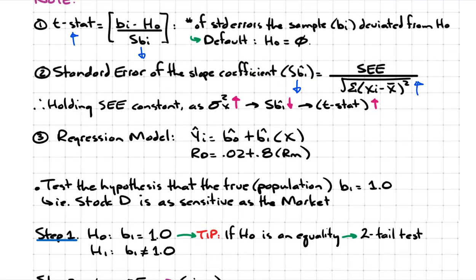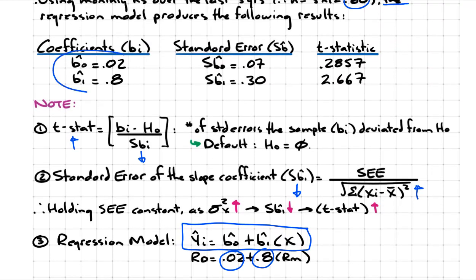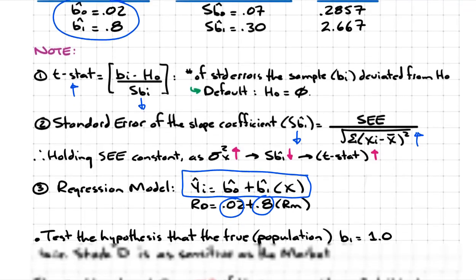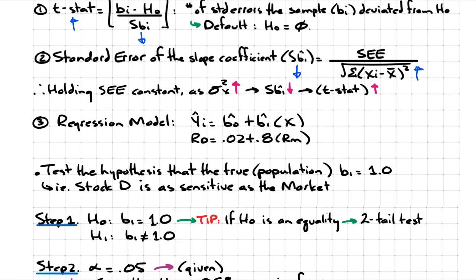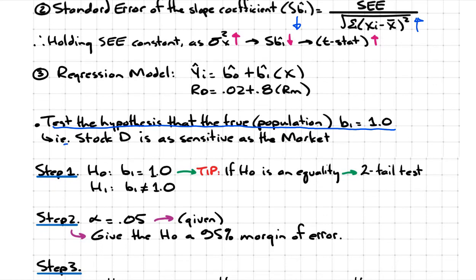So here's the regression model. This is the generic framework. So now all we got to do is plug in the estimates we got for B0 and beta 1, and there it is. So this is the whole point of the regression software, is that it does the calculation for us. We just have to input those 60 observations, and then it'll tell us what B0 and beta 1 is. And what we want to do is test the hypothesis that the true or population coefficient is equal to 1. In other words, what we want to see is, is stock D as sensitive as the market?